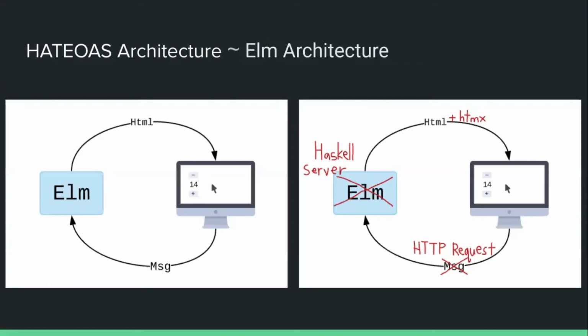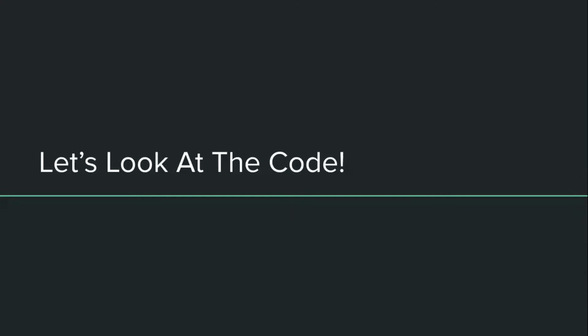With this architecture, the HATEOAS architecture, the messages are no longer messages, they're HTTP requests. Well, they're still messages, but they're HTTP requests, and they happen over a network connection. This is sent to a Haskell server, and depending on the request, the Haskell server will respond with HTML, and now we have HTMX added to that, and that cycle repeats based off each user interaction. So let's look at some code.